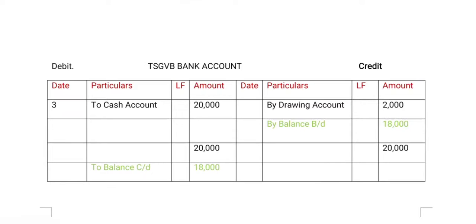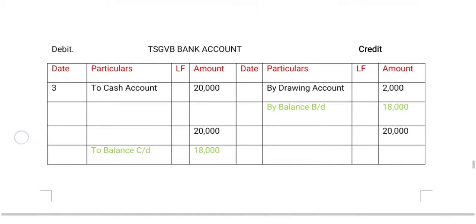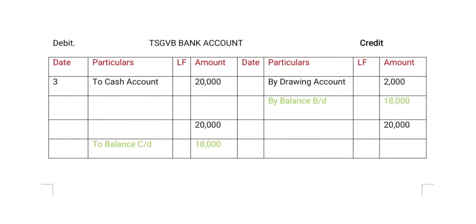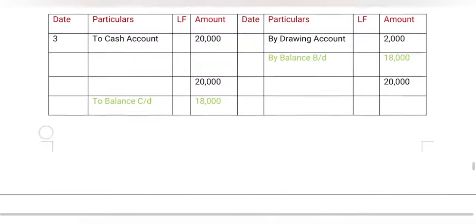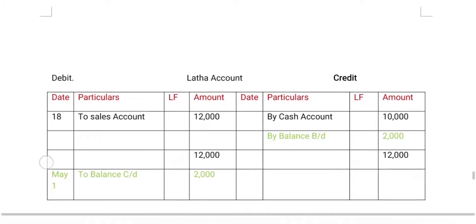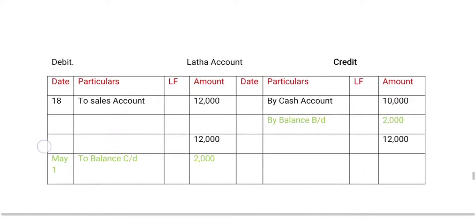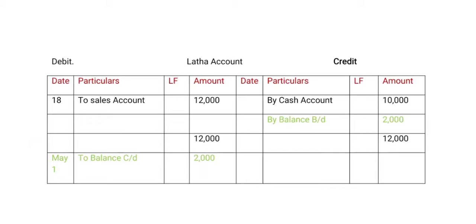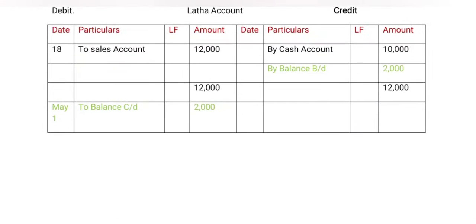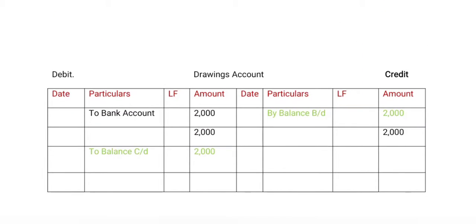Bank deposit: here two entries, one is cash deposit, another is cash withdrawal from bank for personal use. Then both sides are applied. Then we go to Lata account, which is similar to Geeta's account but opposite. Whether bills payable or bills receivable, the rules are the same, but the sides are wholly different.